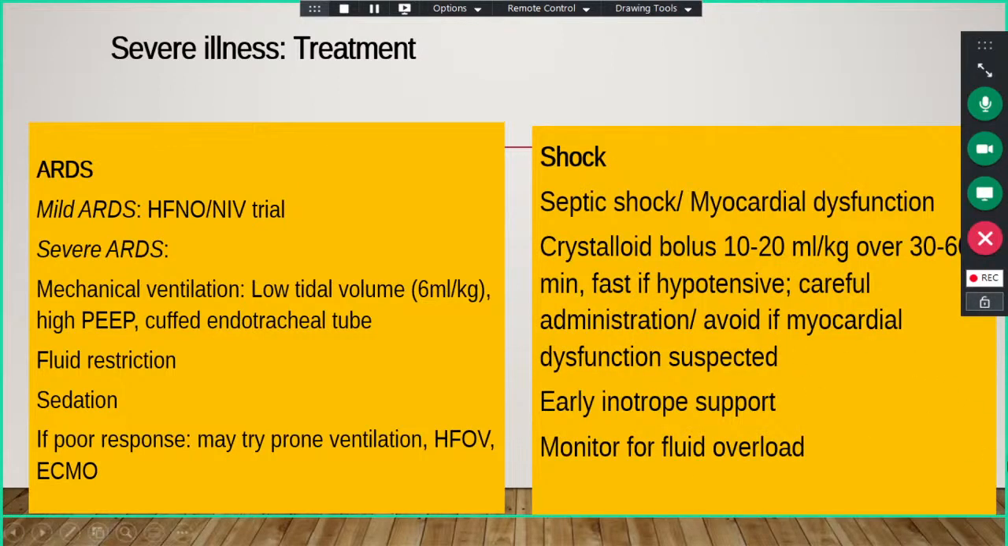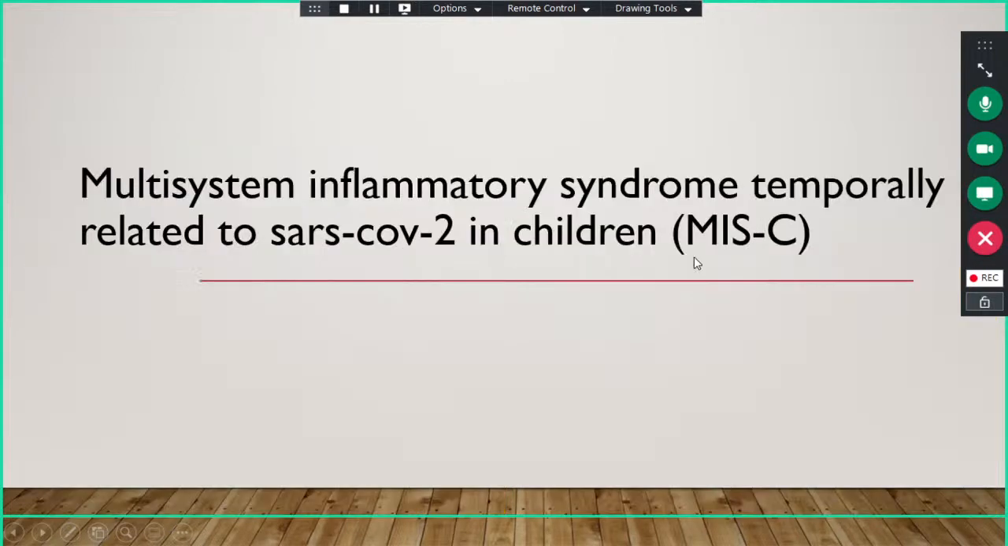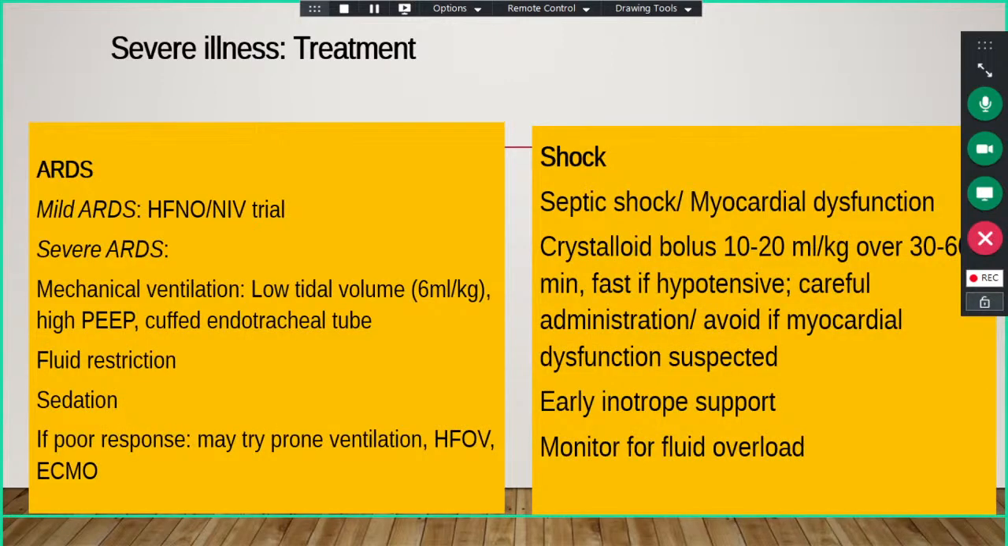For shock, you give a crystalloid bolus 10 to 20 milliliter per kilo over 30 to 60 minutes. Fast if there is a hypotension, but at the same time, careful administration to avoid fluid overload if there is a myocardial dysfunction. Early inotropic support in form of epinephrine or dobutamine infusion, and monitor for fluid overload because there is a myocardial dysfunction.